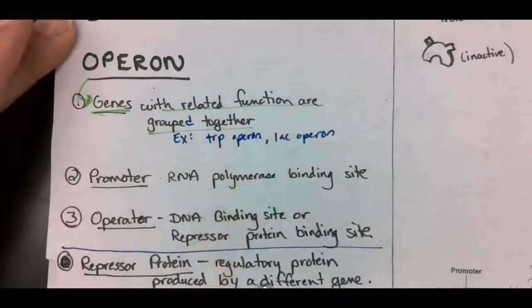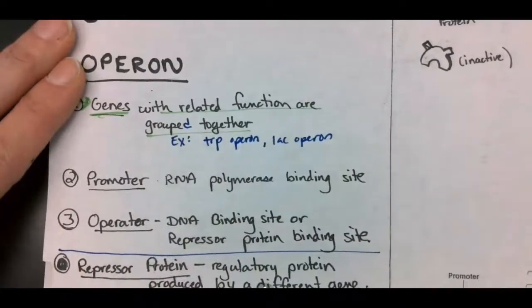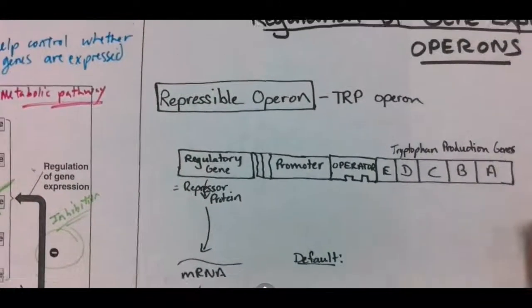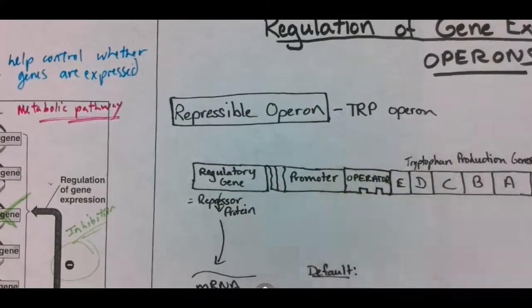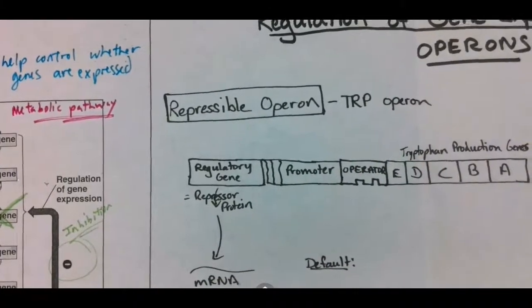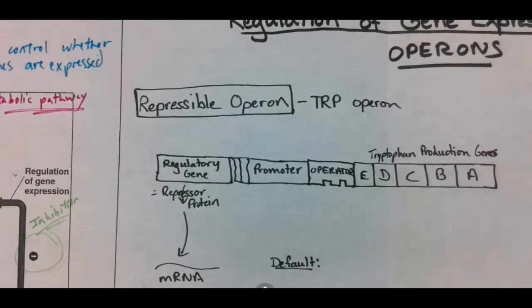So these are some of the key words, and I want to go over one example of an operon with you. We're going to do the repressible operon together, okay? And the example we're going to use is a trp operon. Okay, so I want to color code our operon here, okay?